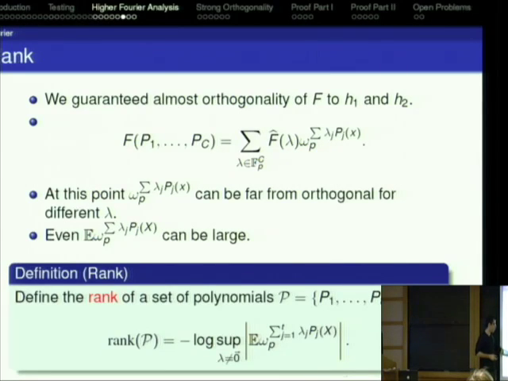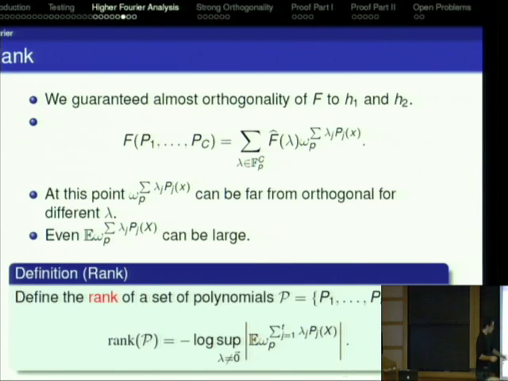So for a set of polynomials, we define the rank in the following way. This is a definition that recently Gowers and Wolf suggested, but I'm not going to use anything from their techniques, just the definition. So we look at these averages, expected value of these things, and we see how large can they be. We want them to be small. If lambda is 0, of course, this is 1, so we should ignore that case. And in the other case, we want to see how large it can be. And then we'll take the log and take the negative of the log.